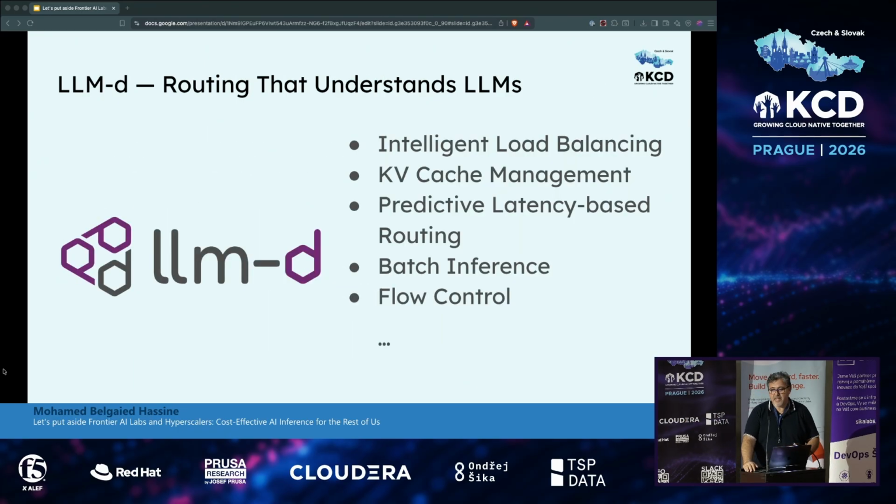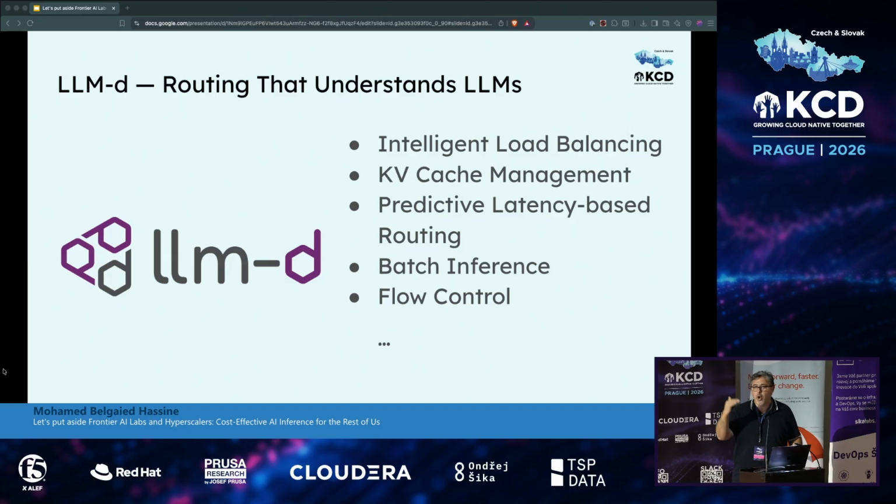And finally, LLM-d, which is routing that understands LLMs. So in this case, LLMs have very specific needs. For example, for latency, in a chat history, you need to send the subsequent chat to the right instance because there's something called the KV cache, which maintains the chat context. And if the KV cache is not on the right instance, it takes time to just get it over from some other place, and that's not very useful.